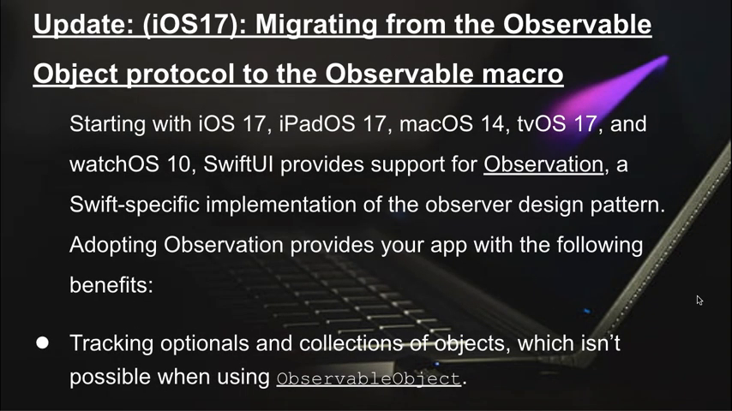Update in iOS 17: migrating from the ObservableObject protocol to the Observable macro. Starting with iOS 17, iPadOS 17, macOS 14, tvOS 17, and watchOS 10, SwiftUI provides support for observation, a Swift-specific implementation of the observer design pattern. Adopting observation provides your app with the following benefits: tracking optionals and collections of objects, which isn't possible when using ObservableObject.